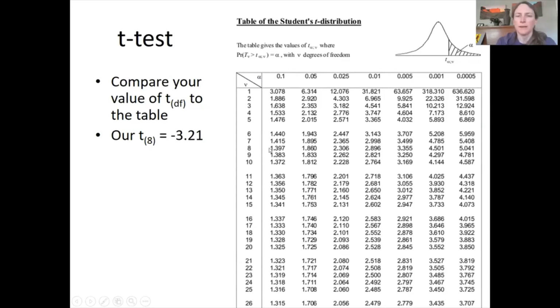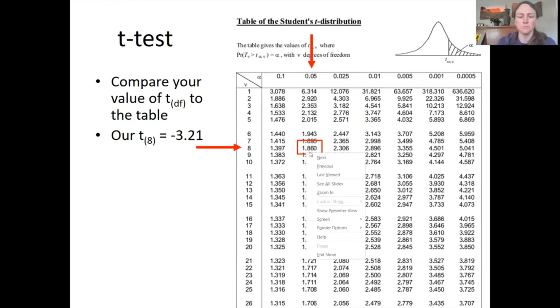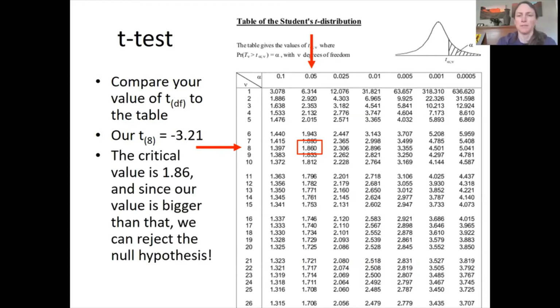And what we can see is that at an alpha of 0.05, our critical t-value would be 1.86. So right here, you go to degrees of freedom 8 and an alpha of 0.05. As long as our t-value is greater than 1.86, then we can reject the null hypothesis. So this is what we call the critical value of t. And since our value is bigger than that, we can reject the null hypothesis.